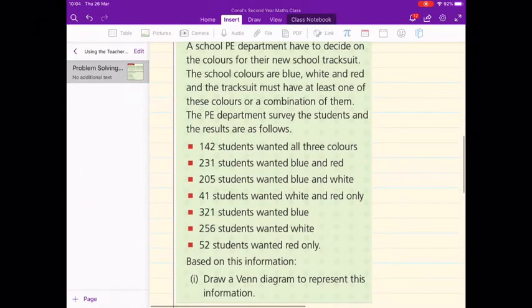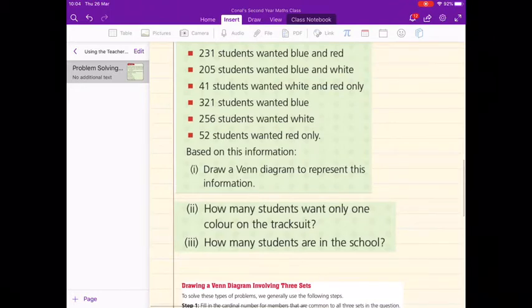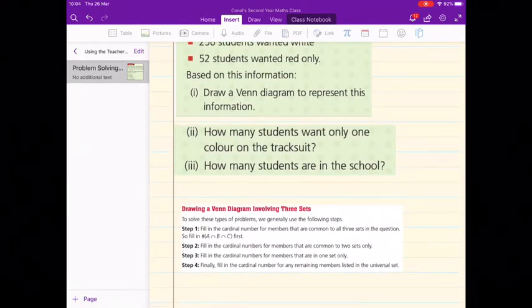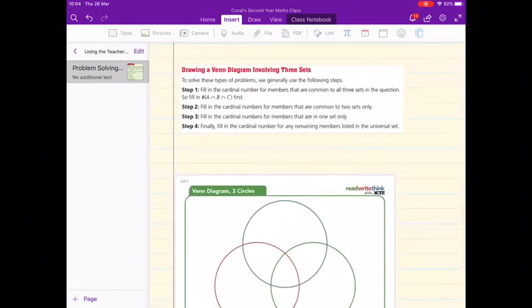Our next example is about a school PE department having to pick a new tracksuit, and the school colours are blue, white and red, and the tracksuit must be at least one of these colours or a combination of them. So we have 142 students wanted all 3 colours, 231 wanted blue and red, 205 wanted blue and white, 41 wanted white and red only, 321 wanted blue, and so on. So you have to draw a Venn diagram to represent this information.